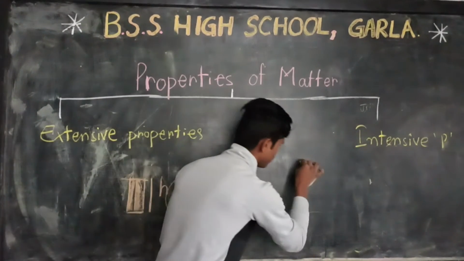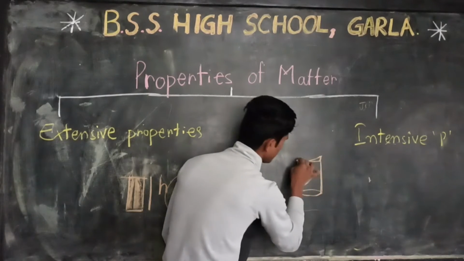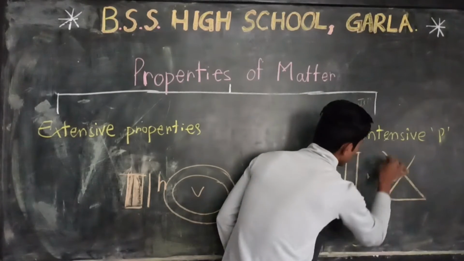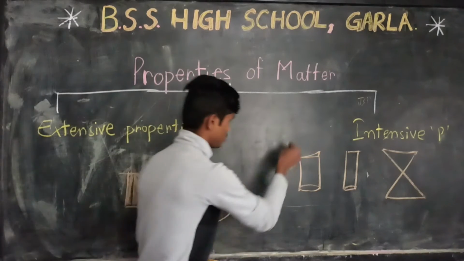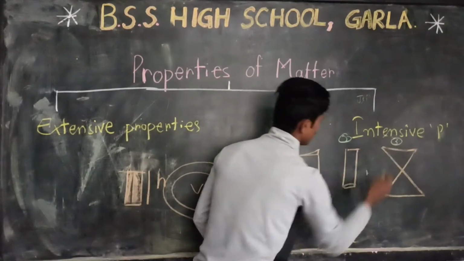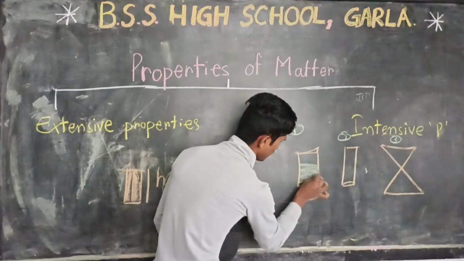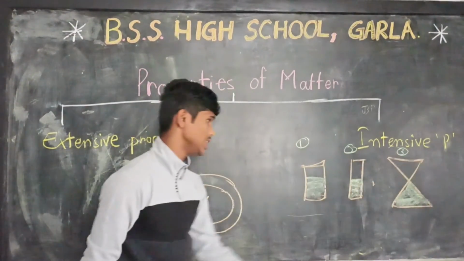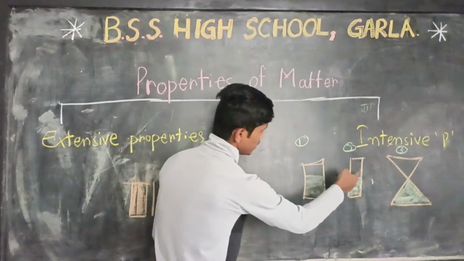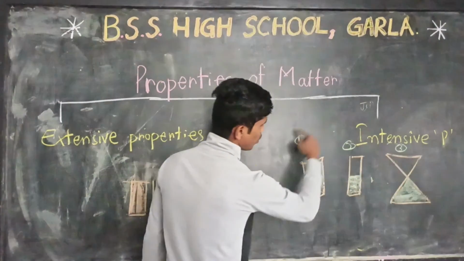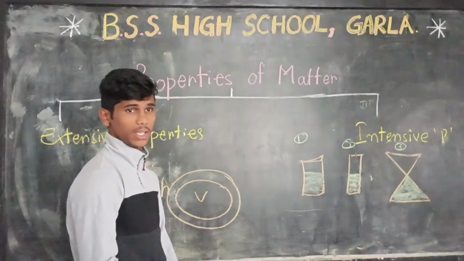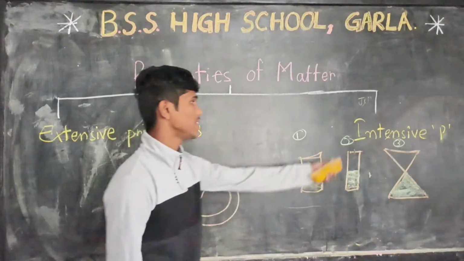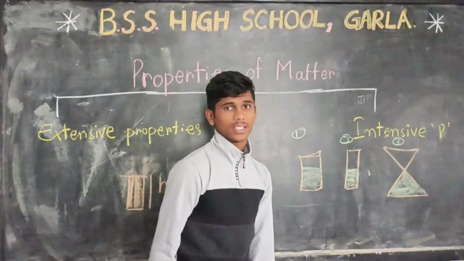I am going to take different shapes of beakers. We have beaker number 1, beaker number 2, and beaker number 3. We have green colored liquid in the 3 containers. Suppose I take beaker number 1 and pour the liquid into beaker number 2, the color will be the same, because color is an intensive property. It did not change. Other examples of intensive properties are hardness and density.